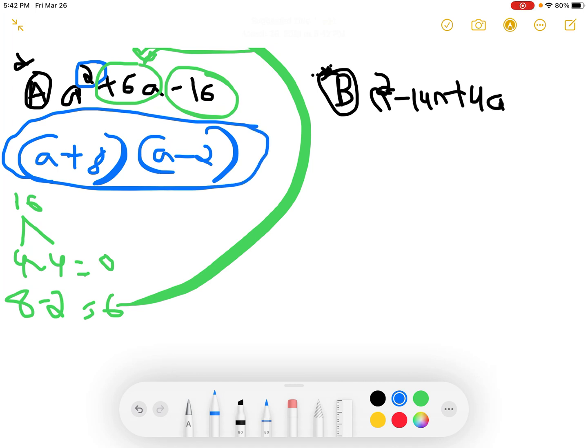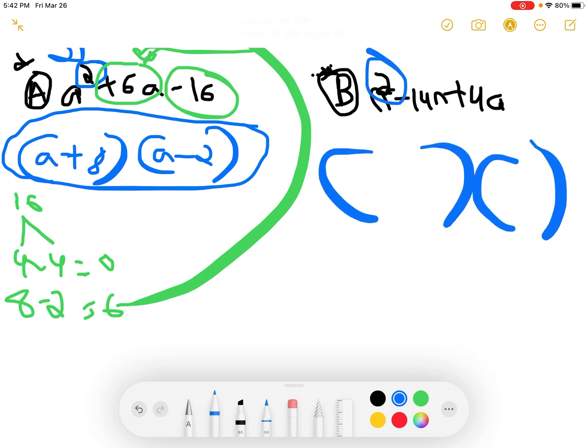Let's move on to letter B. As you can tell, just like problem A, this n is squared. So we make two parentheses, put n. Since it's a minus plus, we need it to equal a plus at the end, so that would be a minus minus.